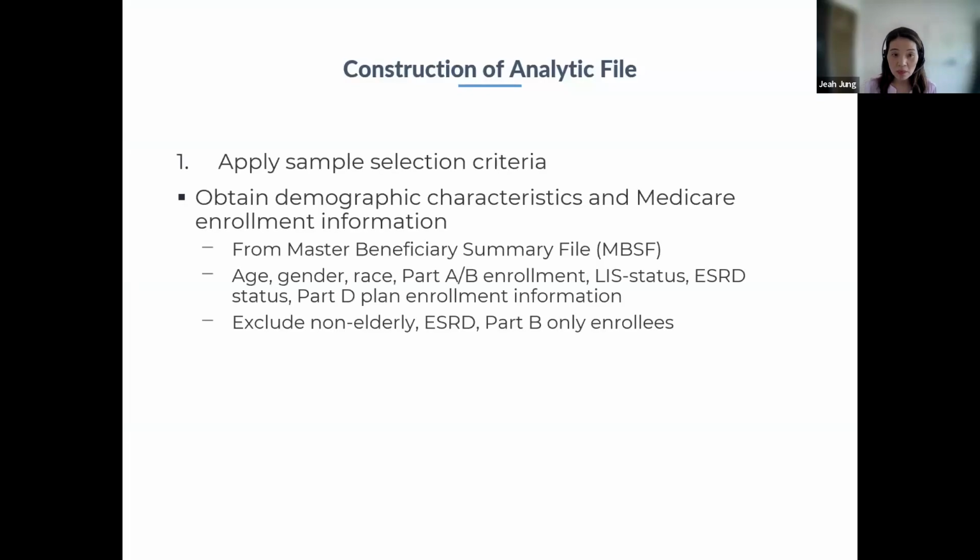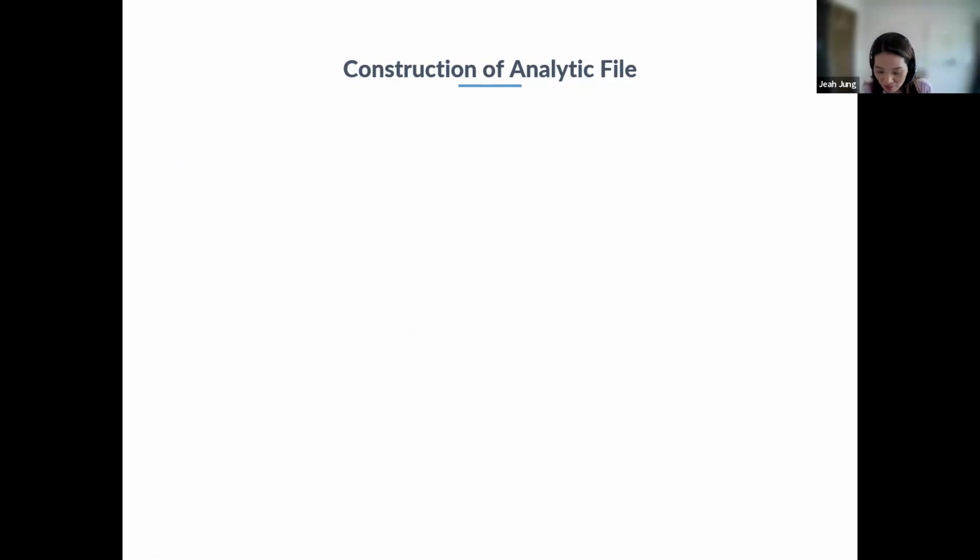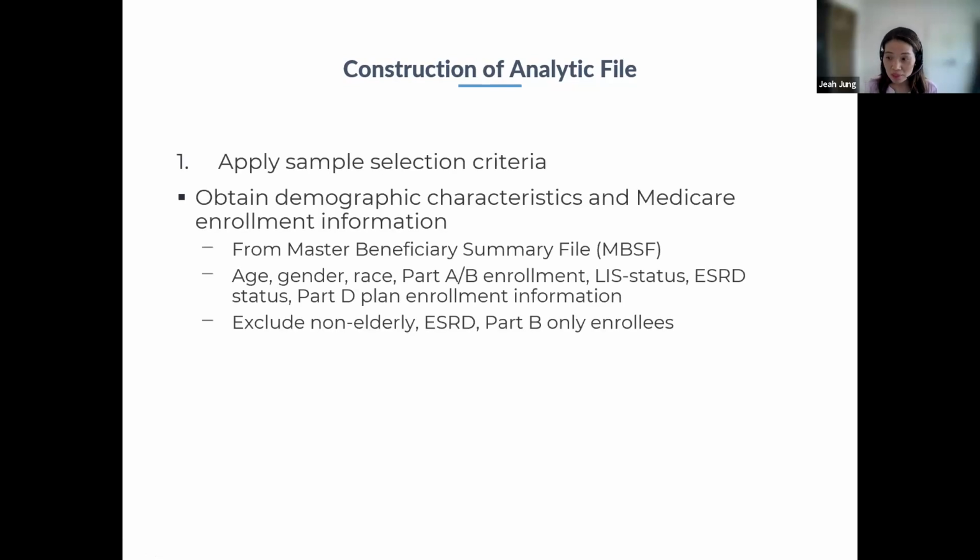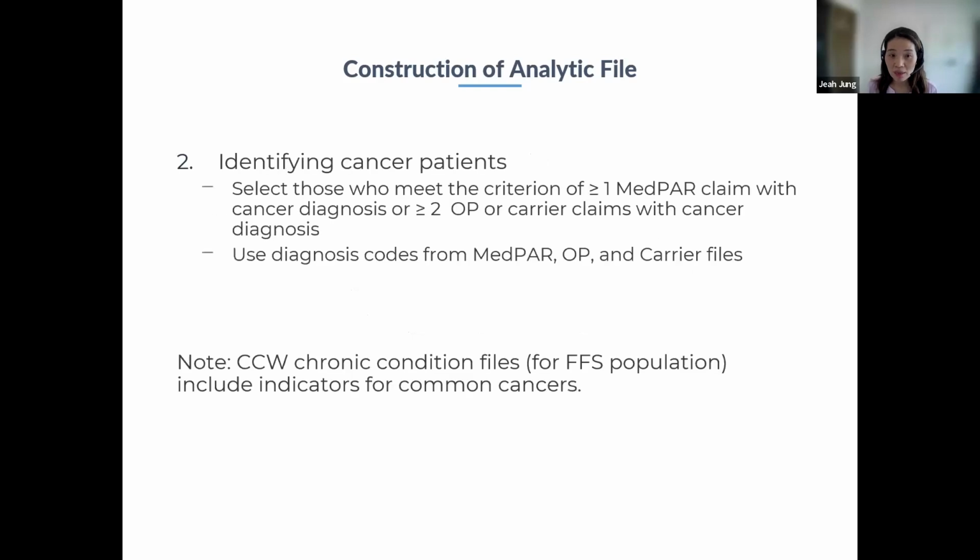So we're going to first apply sample selection criteria. We're going to use the MBSF file first, and then we get some information: age, gender, race, enrollment, LIS status. And to exclude the ESRD patients, we get this information and exclude the non-elderly ESRD and Part B only, and then we get some demographic characteristics. And that's the first step. So we apply sample selection criteria on the demographic side, right? So the next step, our study sample is what? Cancer patients. I said that I'm going to look at this B and D choice among cancer patients, right? So the next step is to identify cancer patients.